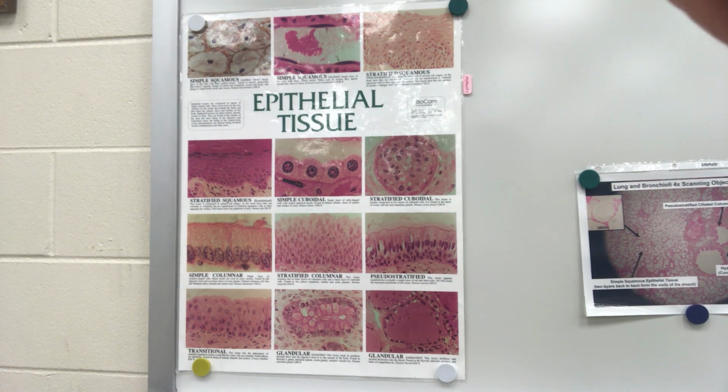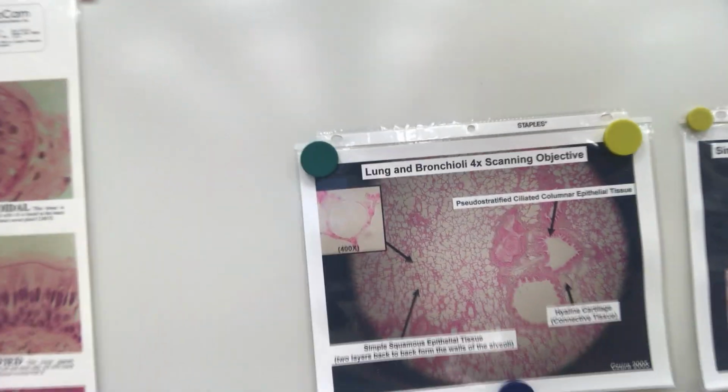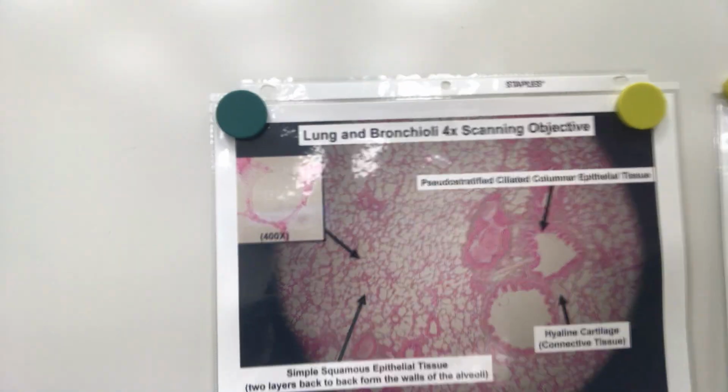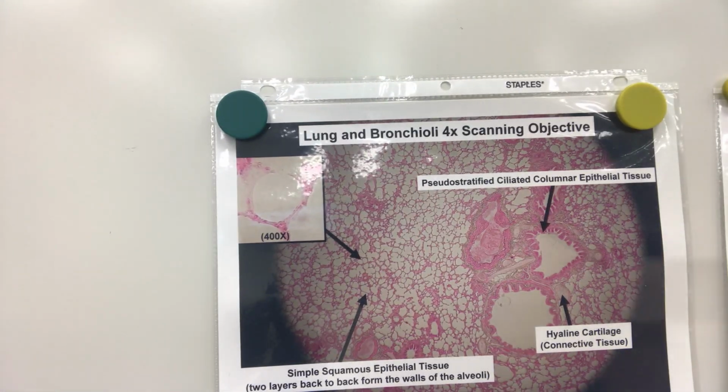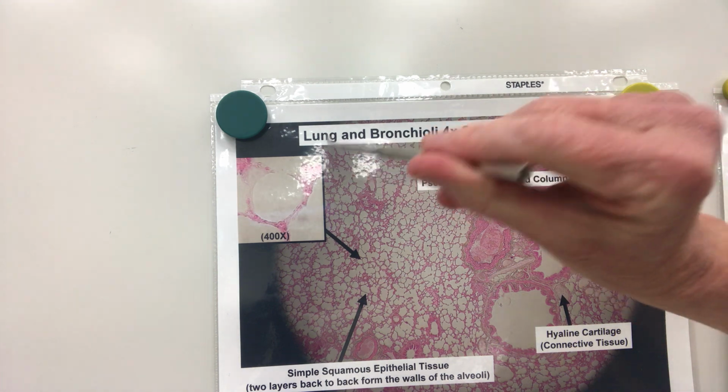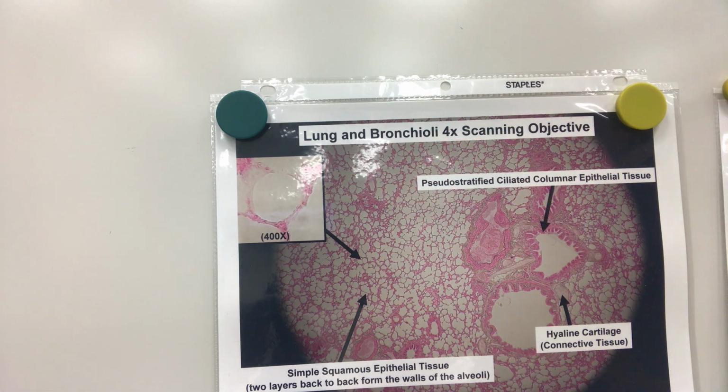Okay? So we have a number of slides you're going to look at. With this one, and these are all online, we've given the name of it, and you have the name of what tissue it is that you're going to find the different types of tissue in.